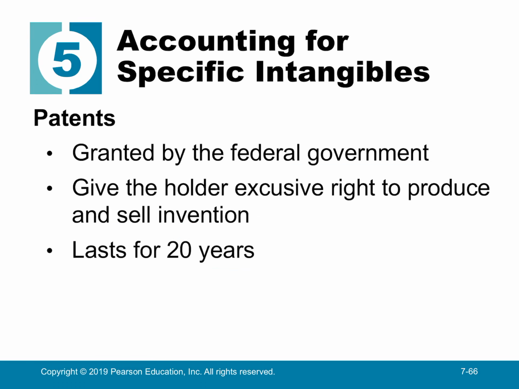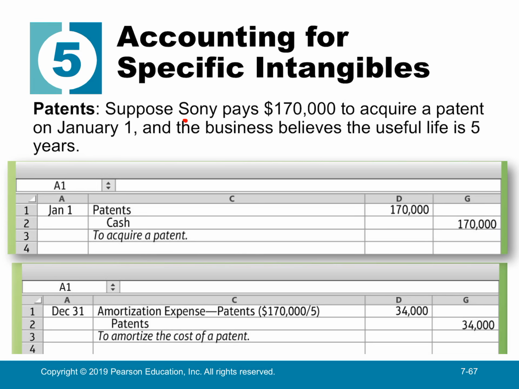So let's look at patents as an example, right? They get granted by the federal government. The holder of a patent has the exclusive right to produce and sell this invention. They usually last for 20 years. So if Sony pays $170,000, they're going to acquire a patent on January 1st. They believe that the patent only has a useful life of 5 years. Again, even if the government gives you 20 years, if it's a technology that's going to be out of date in 5 years, you need to depreciate it or deplete it over 5 years, right?